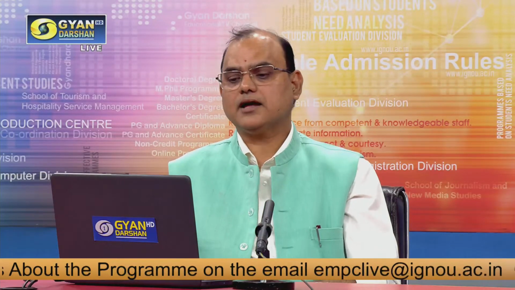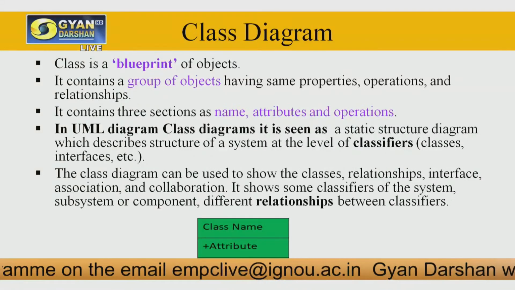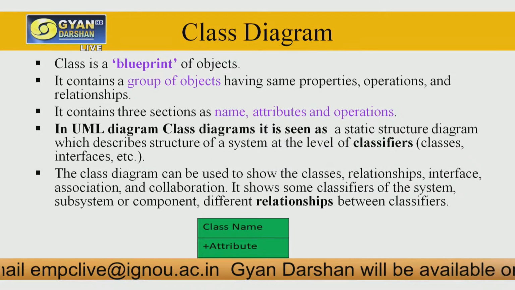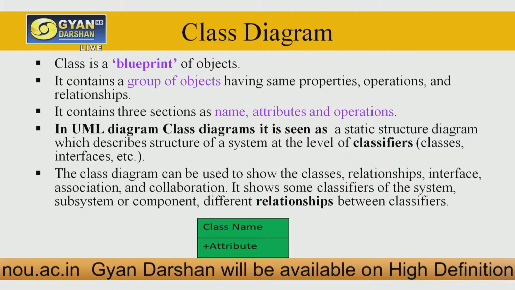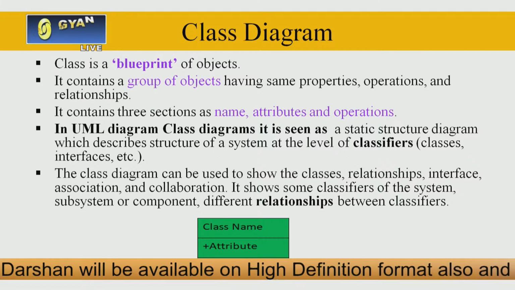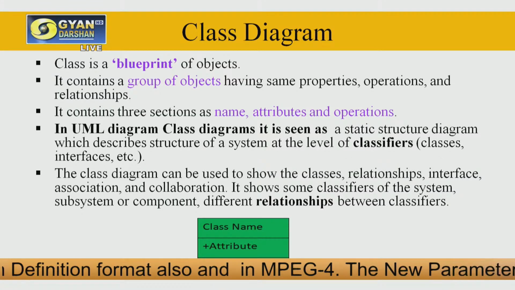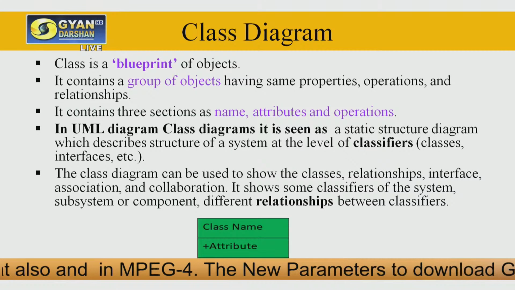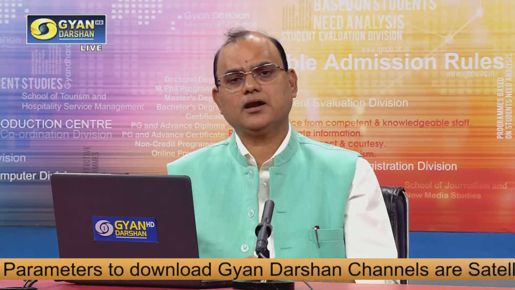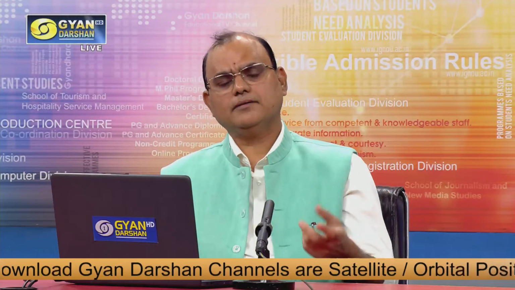In UML, the class diagram is seen as a static structure, and it describes the structure of a system at the classifier level, whether it is your classes or interfaces. If we talk about interfaces, if you have done Java programming, the concept of interface comes in that also, and that interface concept means that you are just defining certain methods, and it is the duty of the class in which that interface is implemented to implement the methods which are defined in the interface.